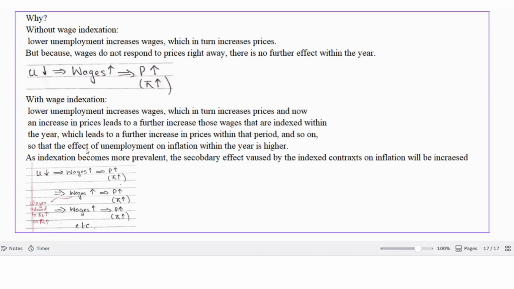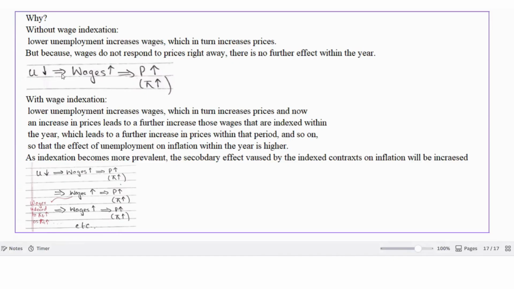With wage indexation, lower unemployment increases wages, which in turn increase prices. Now, an increase in prices leads to a further increase in those wages that are indexed within the year. Within the same year, those wages that are indexed to prices will further increase. Over here, we stopped because there was no wage indexation. But now when prices increase within that year, those wages that are indexed to those prices also increase. And that leads to a further increase in prices within that period and so on. So the effect of unemployment on inflation within the year is higher.